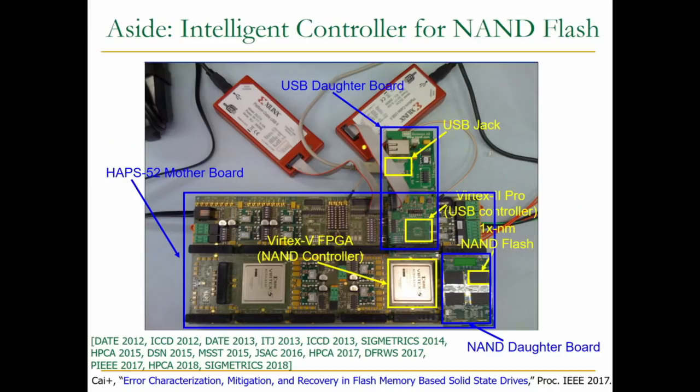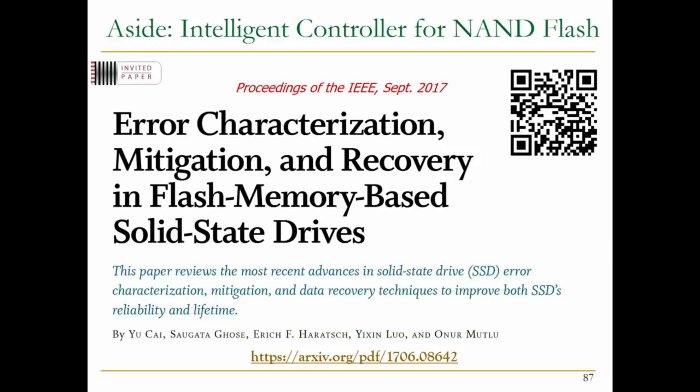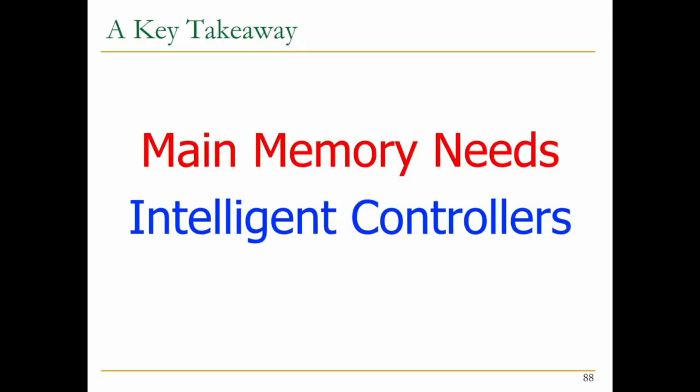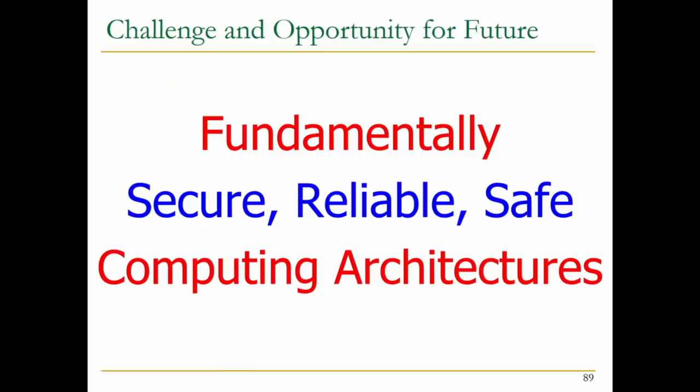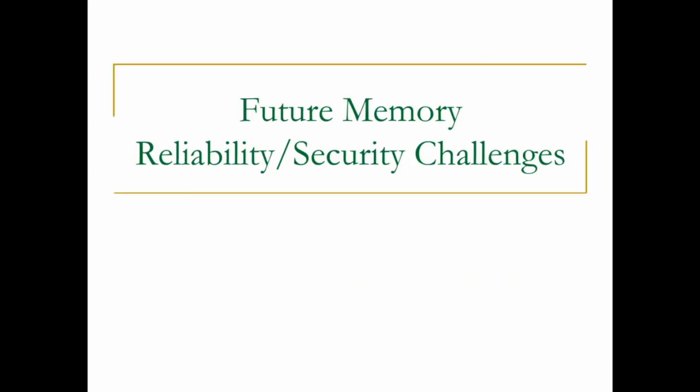So I said intelligent memory controllers is one solution, and we know actually how to build this. We've actually been building this for flash memory for a long time. I believe DRAM is going to look increasingly more like flash memory as it scales down. And flash memory, if you look at the flash memory controllers, it's a paper that we recently wrote based on about 8 years of research that we've done in the field. There's a lot of error correction mechanisms that go into the memory controller. The memory controller really understands the different types of errors and actually targets the error correction mechanisms to the different types of errors, specializes its mechanisms. And I'd be happy to talk about that in more detail, certainly. So basically, key takeaway, I think, to solve these issues going forward is we want intelligent memory controllers. And clearly, we have a challenge and opportunity going forward. How do we design fundamentally secure, reliable, and safe computing architectures?